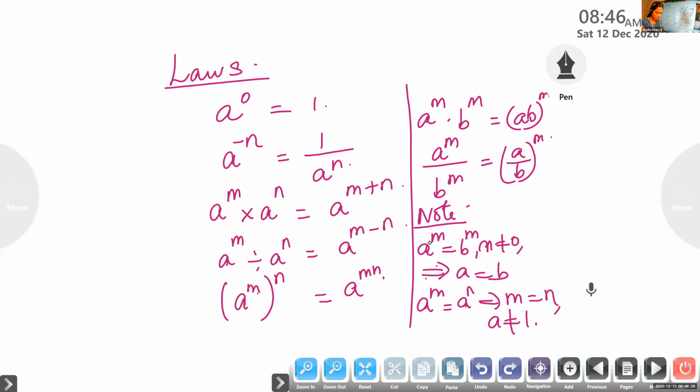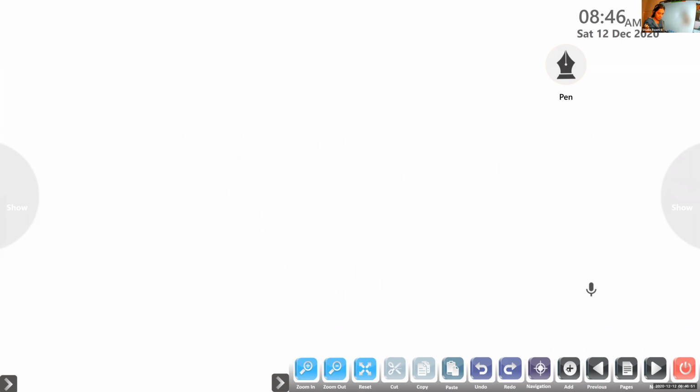Now we are going to do some questions based on indices. Okay, so write the heading. Simplify the following. Under that, first one, (3x raised to 4 y cube) into (18x cube y raised to 5).